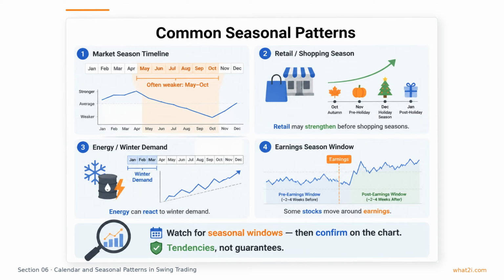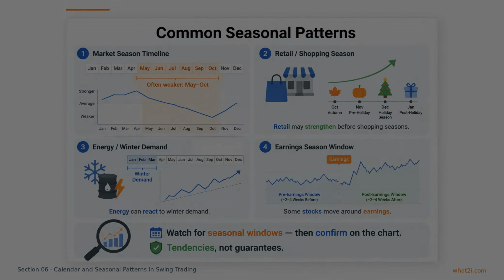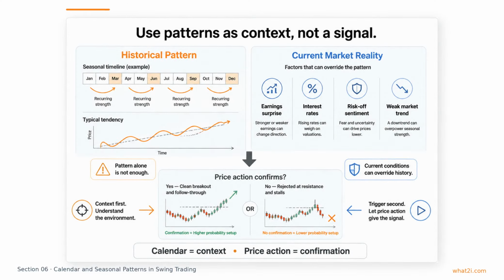These tendencies can create useful watch list themes, but because they come from broad cycles, they still need current chart evidence to become tradable. A good seasonal window simply tells you where to pay closer attention. The actual trade still depends on present-day price behavior. Historical patterns are best used as context, not as a standalone signal.